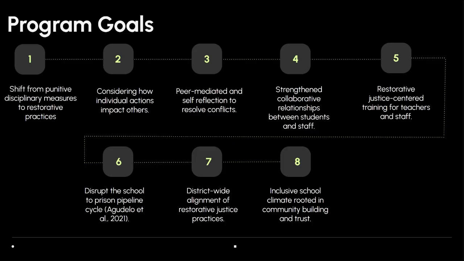The fifth is restorative justice centered training for teachers and staff. The sixth is to disrupt the school to prison pipeline cycle. And the seventh is the district wide alignment of restorative justice practices. The eighth program goal is an inclusive school climate rooted in community building and trust.